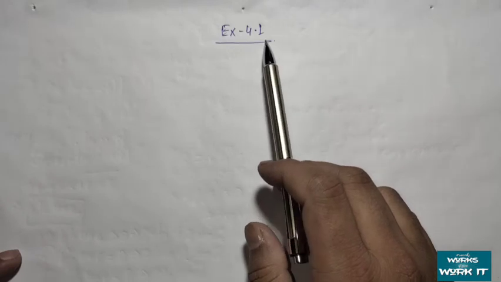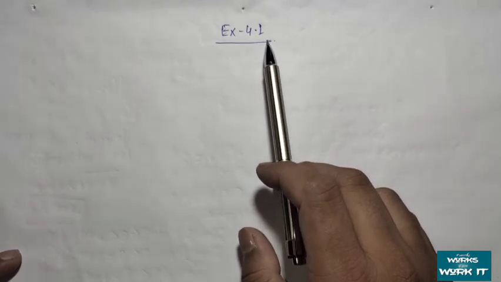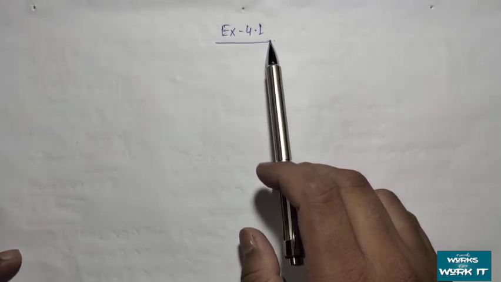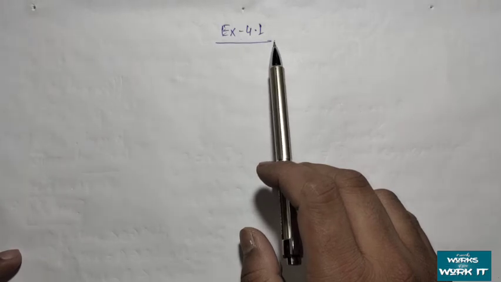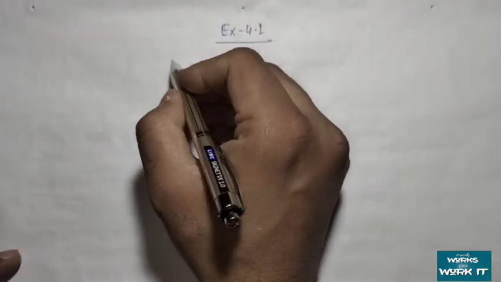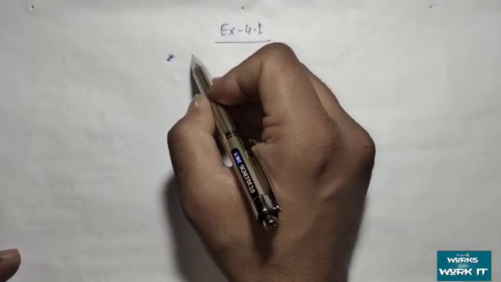From exercise 4.1, the question given is to check whether the given equation is a quadratic equation or not. For any equation that has been given, it needs to be simplified.